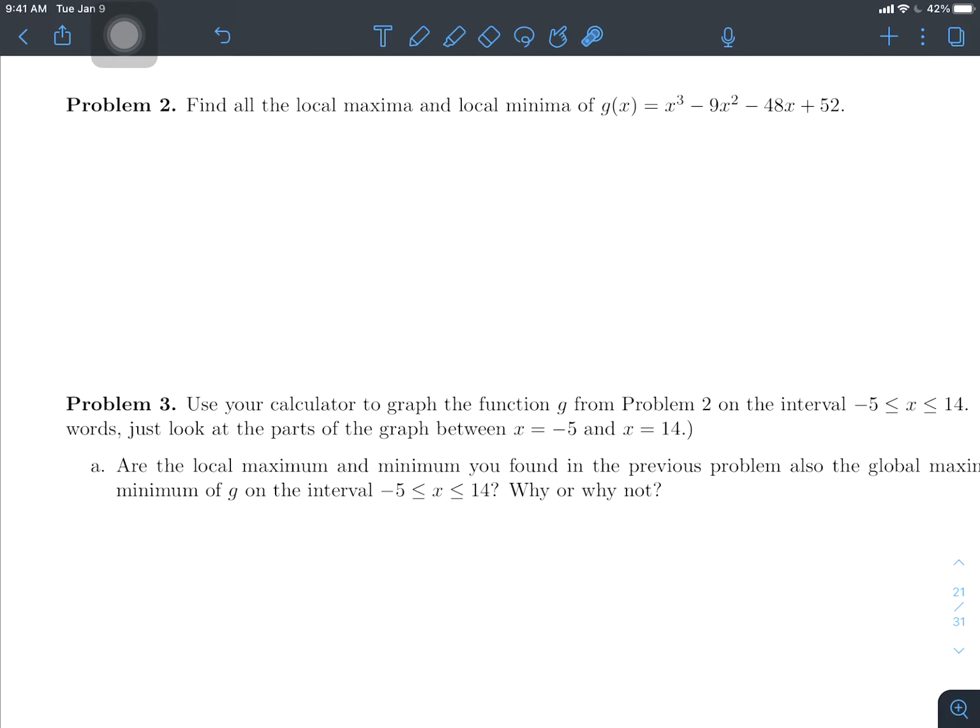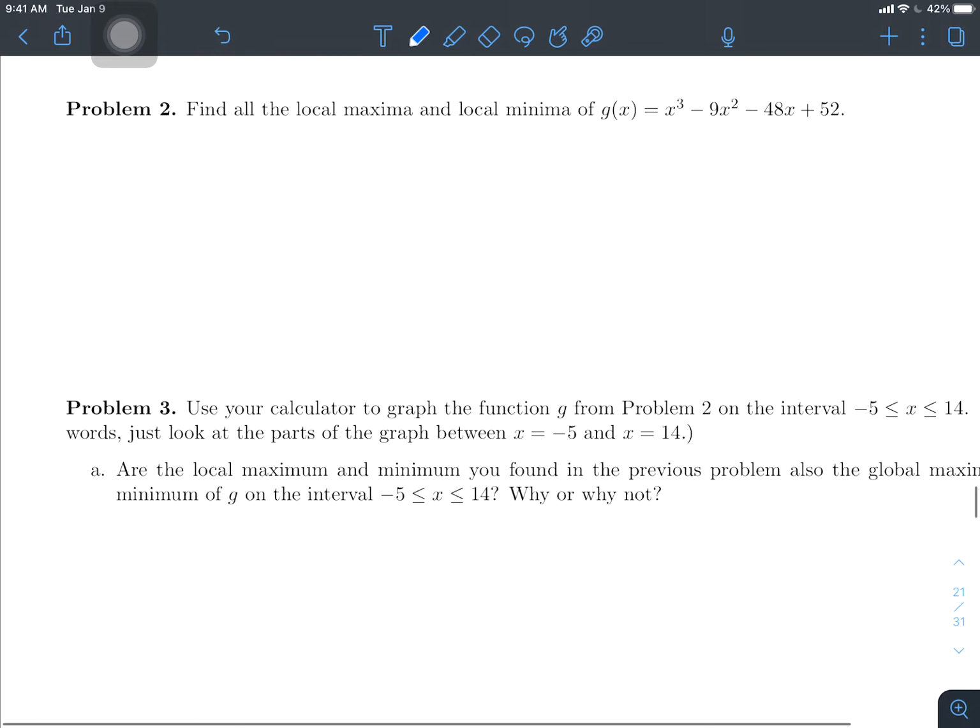So we want to find all the local maxima and minima for this function, g of x, here, and then later we're going to ask ourselves, okay, how about the global mins and global maxes? So this will just be a pure review from section 4.1. So we have a cubic function, and we want to find the local maxes and the local mins. Well, the first step to this is always to take the derivative and set it equal to 0. So the first thing I'm going to do is take the derivative of this guy. G prime of x is going to be 3x squared minus 18x minus 48, okay?